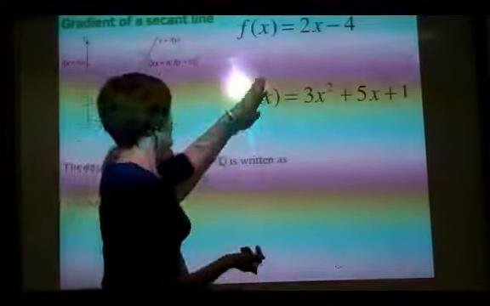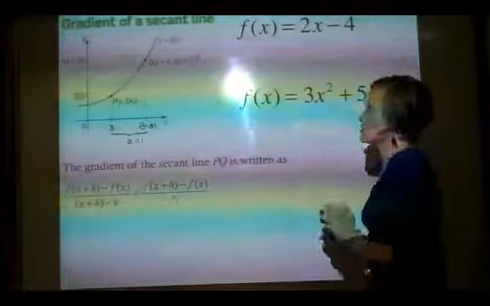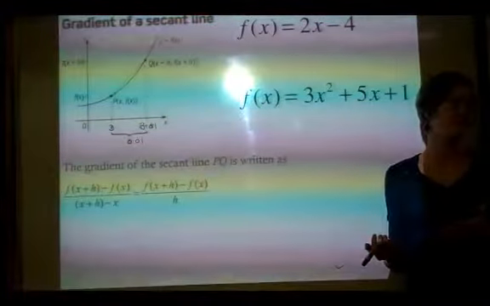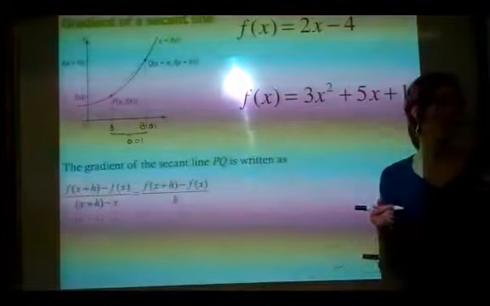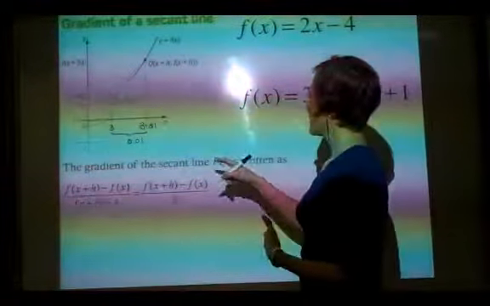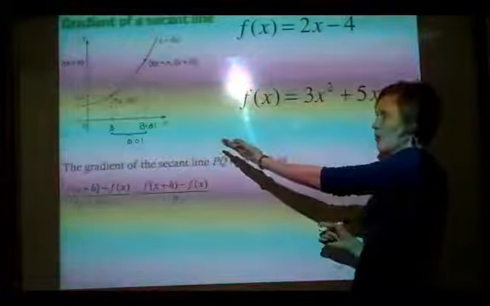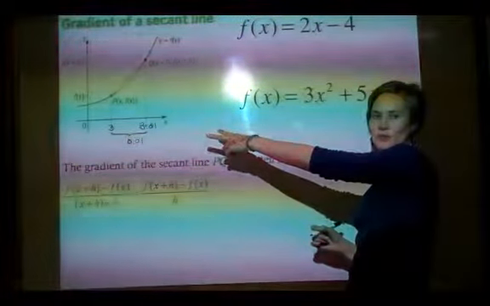Okay? So if I took a look at this function f of x equals 2x minus 4, what would I expect the slope to be? What's the rate of change of this graph? 2. Okay, so we already know what answer I'm looking for. I can basically just take the slope of this, right? The slope between those 2 points.